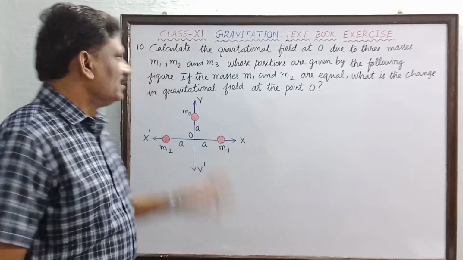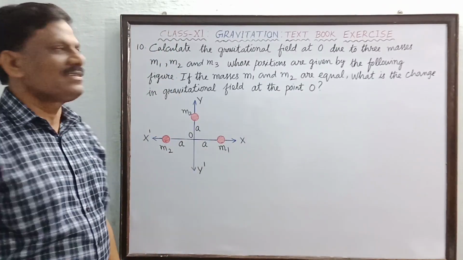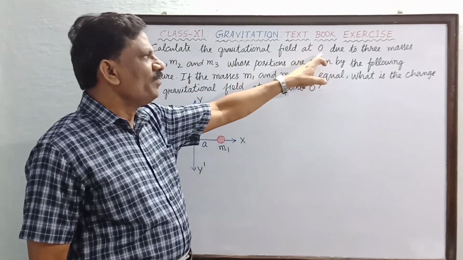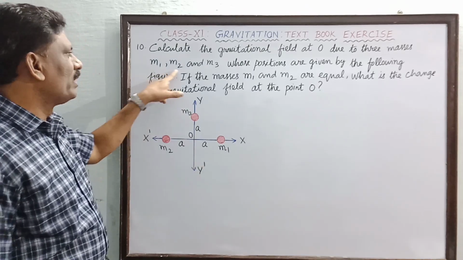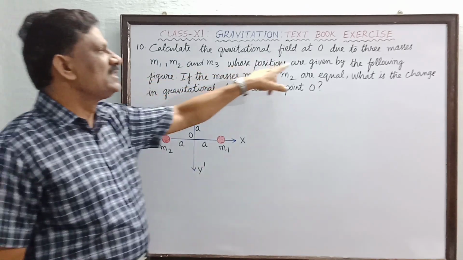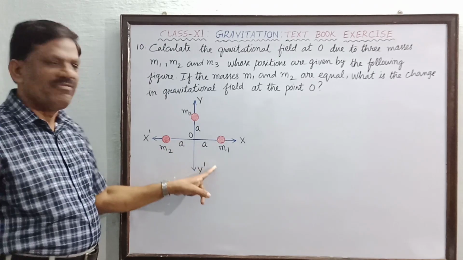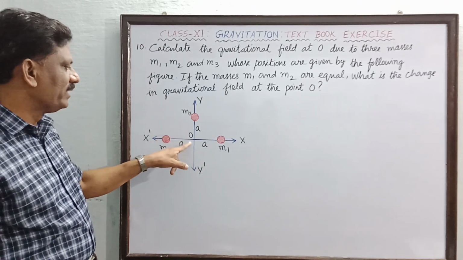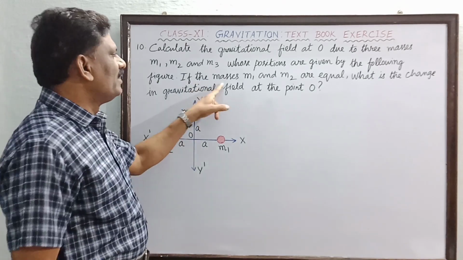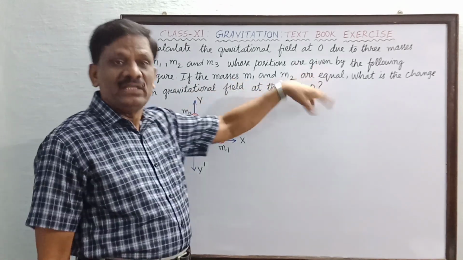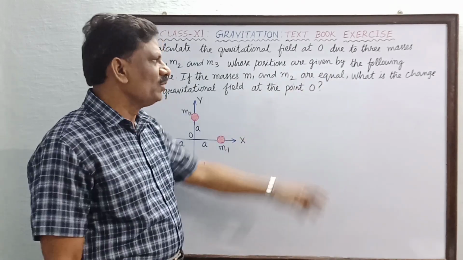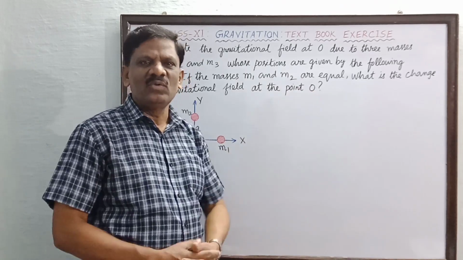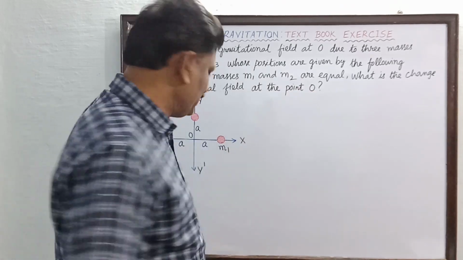Hi students, the 10th sum in the textbook exercise. Calculate the gravitational field at a point O due to three masses m1, m2 and m3 whose positions are given by the following figure. O is the point. If the masses m1 and m2 are equal, if suppose m1 is equal to m2, then what is the change in the gravitational field at the point O? It's a very simple question.